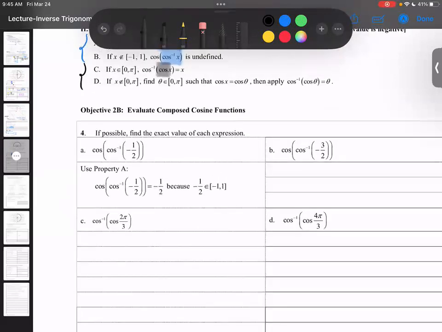For B, I start out with cosine inverse, so you look at the domain from negative 1 to 1. Is negative 3 over 2 inside negative 1 to 1? No. Because negative 3 over 2 does not belong to negative 1 and 1, your answer is undefined.